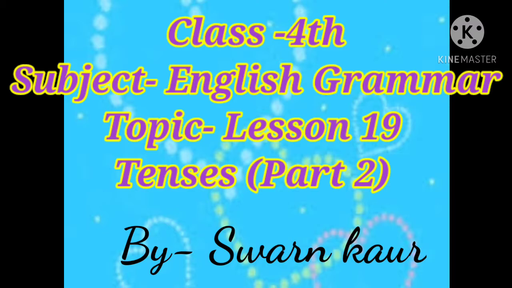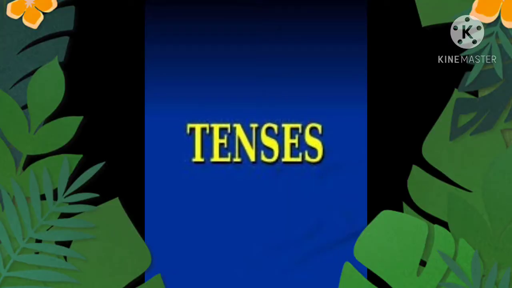Students, today we will study English Grammar, Class 4th, Lesson 19, Tenses, Part 2. As you know, in the previous class, we discussed tenses and the simple tense. There are three tenses: the present tense, the past tense, and the future tense. Verbs have different forms in different tenses. In the simple tense, we studied simple present tense, simple past tense, and simple future tense.